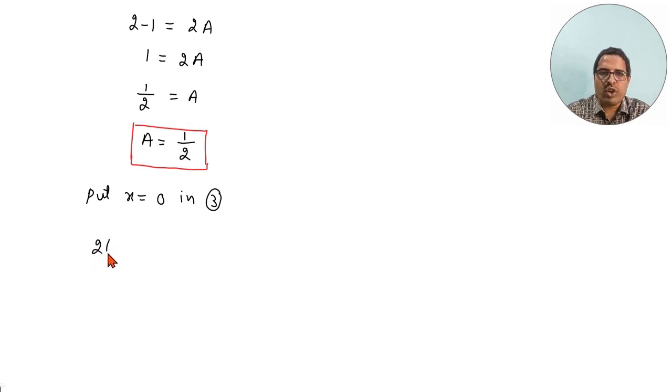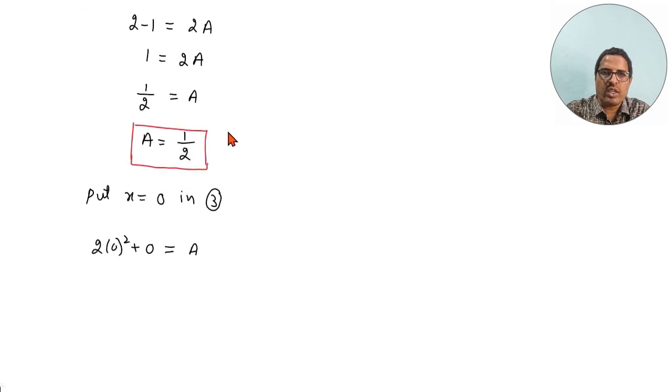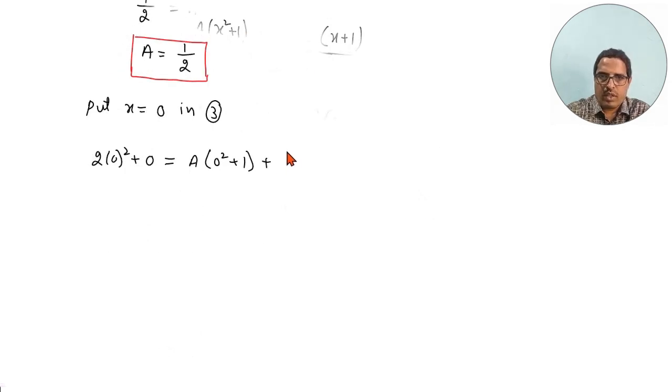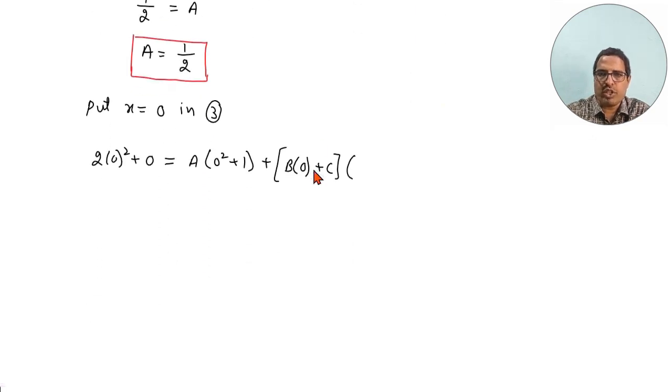So equation 3, you can see over here, is 2x square plus x equals a times x square plus 1, plus b times x, plus c times x plus 1. This is a times 0 square plus 1, plus b times the x value 0, plus c times what we have, x plus 1, but the value of x we have taken as 0, so we will get 0 plus 1.